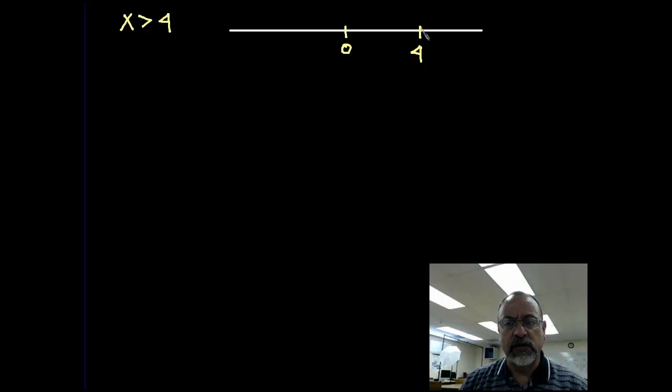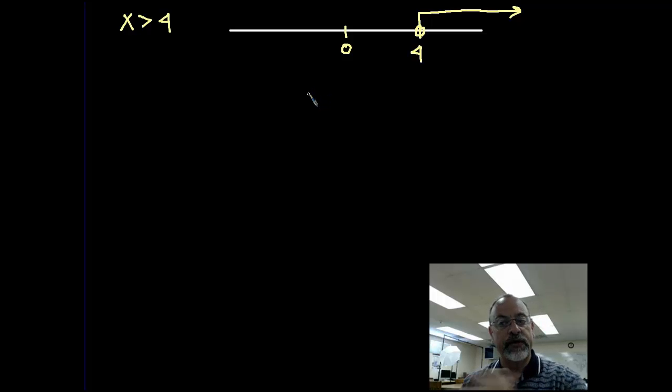Well, 4 is not included, so hopefully you remember from an earlier algebra course that we put an open circle on the number when it's not included in the answer. I can't use 4 because 4 is not greater than 4. 4 is equal to 4. And then I'm looking for the numbers that are larger than this, and the larger ones would be to the right. So you just put a little arrow like that. And so this would be the graphical representation of all the numbers that are greater than the number 4.